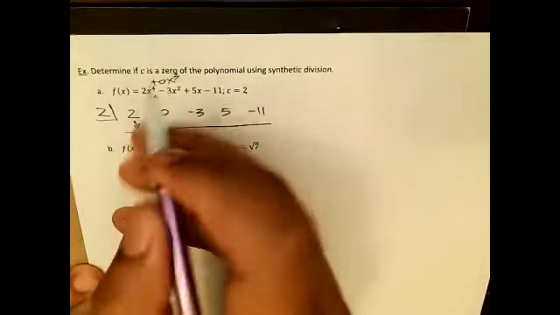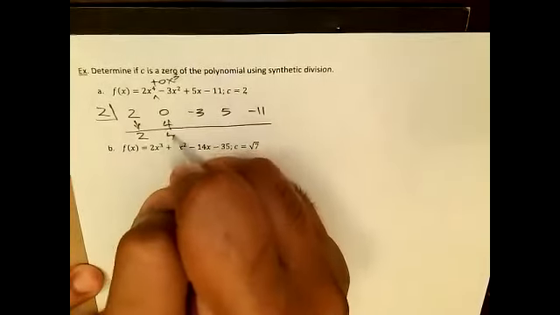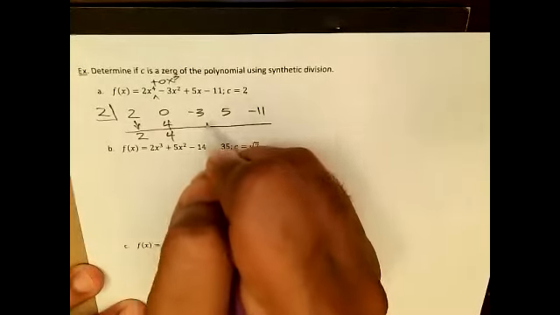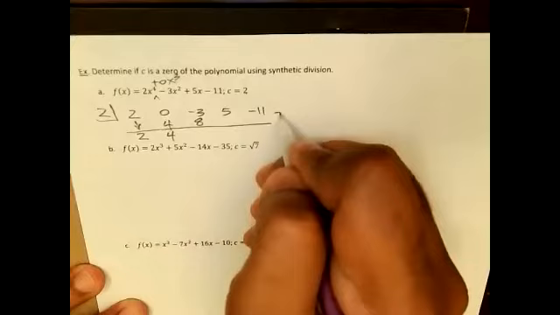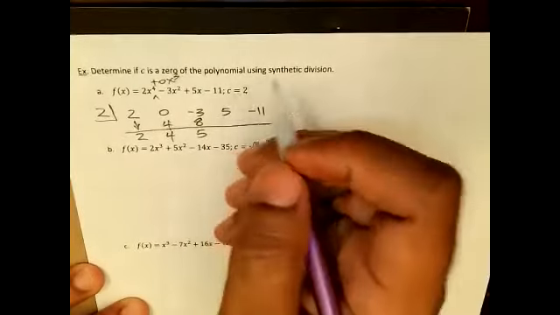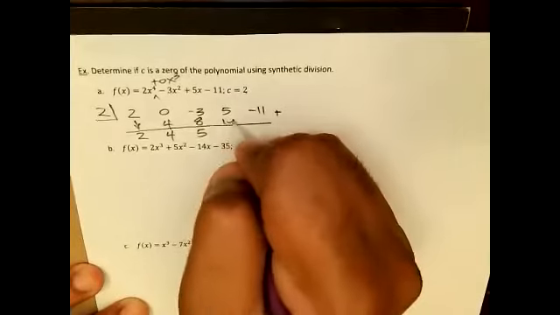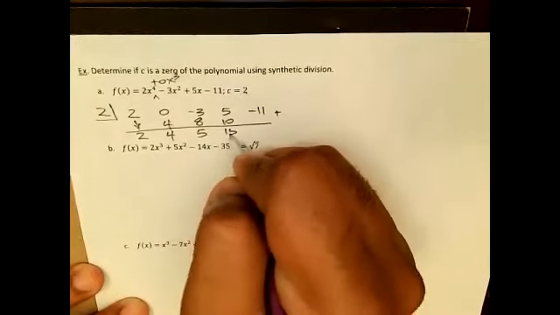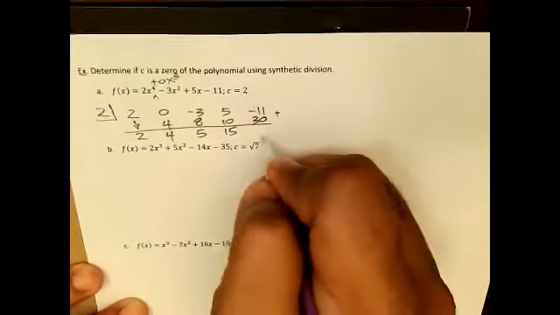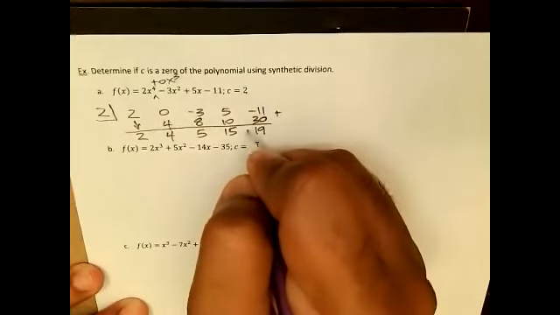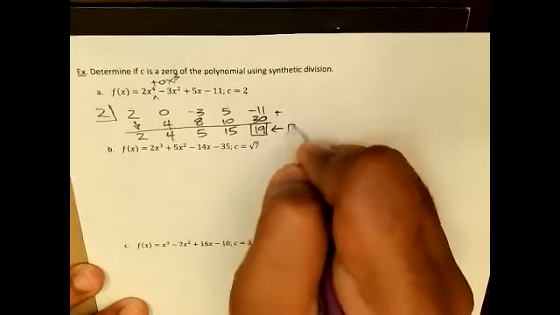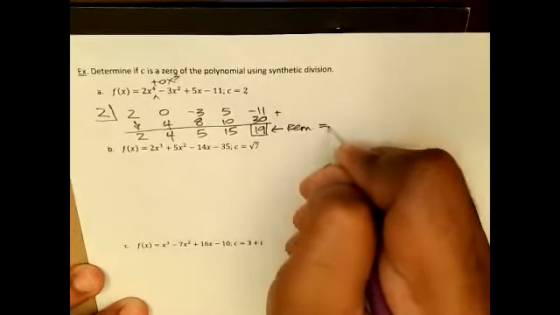Then I'm going to multiply 2 times 2 is 4. 0 plus 4 is 4. 4 times 2 is 8. -3 plus 8 will give me 5. Remember, you have to add these numbers. 5 times 2 is 10. 5 plus 10 is 15. 15 times 2 is 30. -11 plus 30, that gives me 19. 19 is the very last number. That's my remainder. It's not a 0.